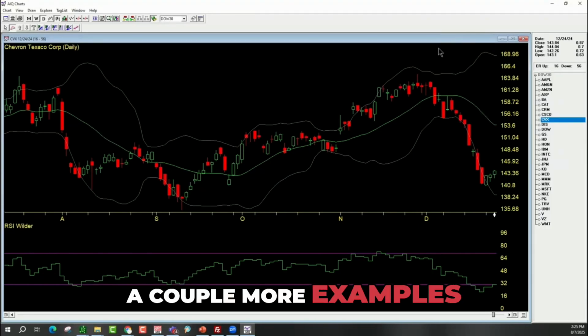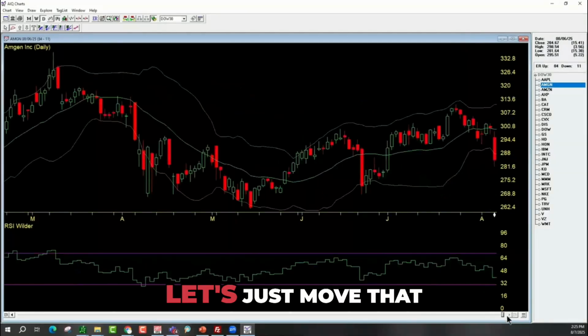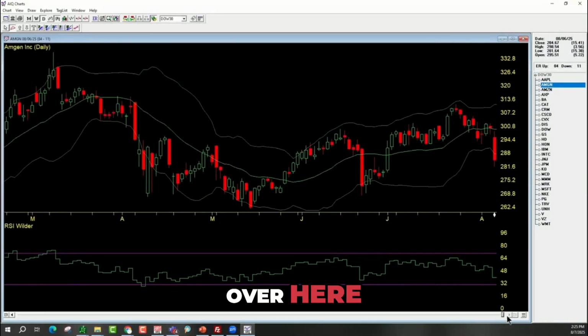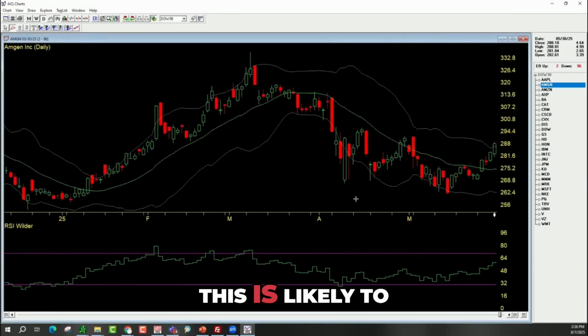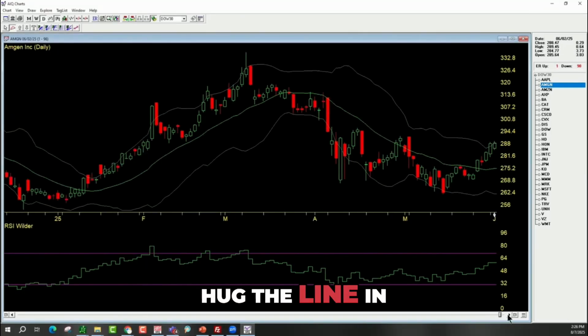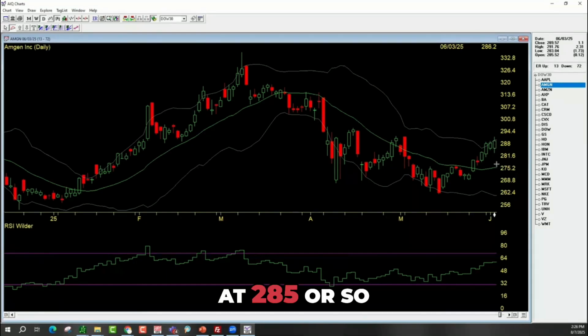I've got a couple more examples of this. Let me just go back up to Amgen and just move that over here. Yeah, this was the one we looked at earlier over on Amgen. So this one, again, it hugs along the line up here. So if you change the date back to here, your first indication that this is likely to hug the line and the upper band is around about here. It's already hugging the line, 1, 2, 3. Entry around this is a sort of open area of 285 or so.